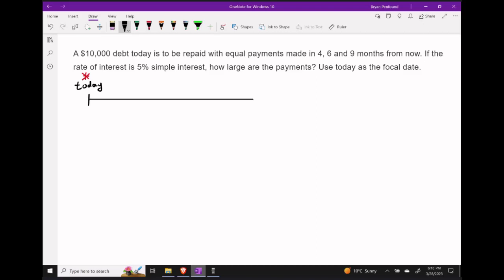And since we're going to use today as the focal date, I've gone ahead and marked that with a red star. We want to make equal payments in 4 months, 6 months, and 9 months from today. However, I don't know how big those payments are. All I know is that these payments are going to be the same size. So I can represent these as X dollars each.